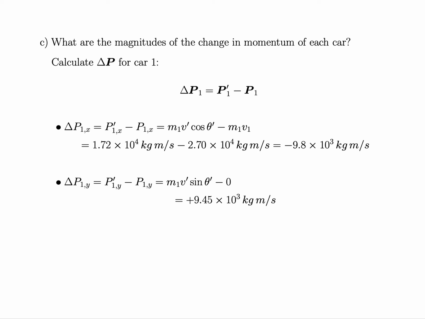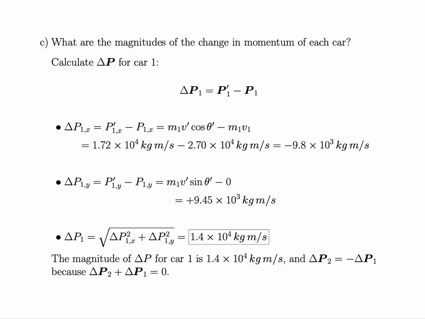So if you want to find the magnitude of the change in momentum of a car, then you have to do the usual thing. Here we have the x and y components of a vector, and we want the magnitude. So that's right, you sum the squares and take the square root. If I plug in the numbers for that, here's what I get, 1.4 times 10 to the fourth. So that answers the question about the change in momentum for car 1.